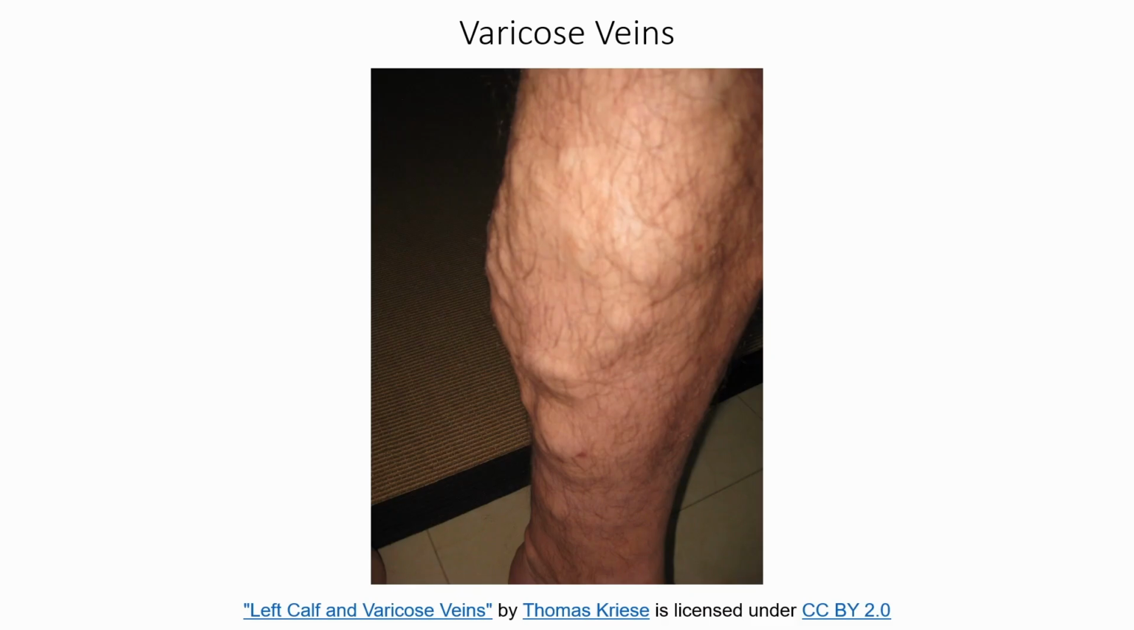Sometimes you can have changes to the veins, like varicose veins. This is where there's a problem with blood flow, and it causes a physical change in the veins themselves. They're getting bigger, thicker, and twisted or gnarled, and so they take on this appearance.